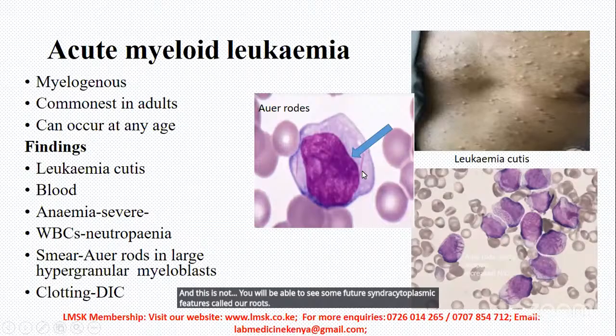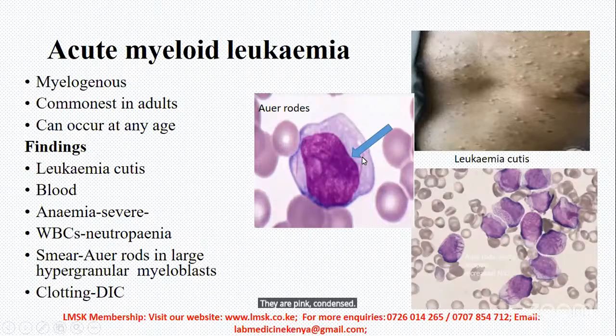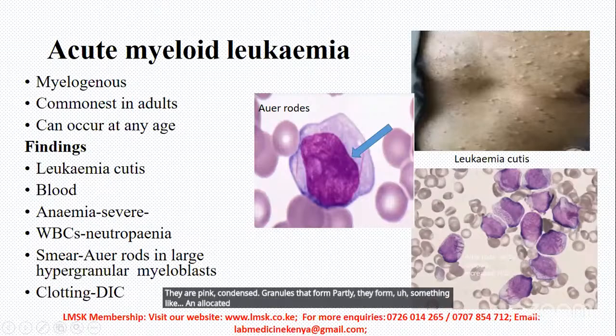They are pink condensed granules that form something like an elongated structure. And that's a diagnosis for you to know that you are dealing with acute myeloid leukemia. You won't find this in lymphocytic leukemias.